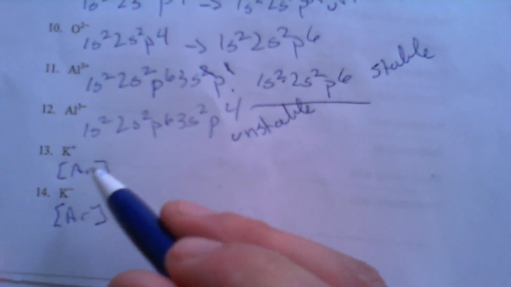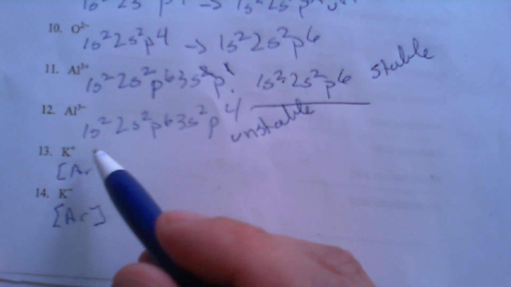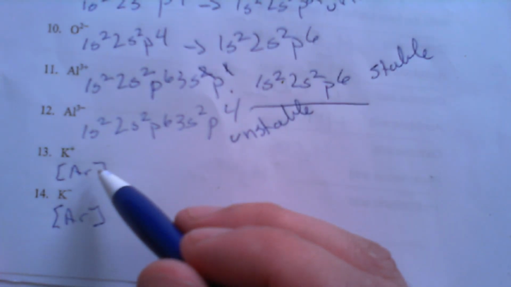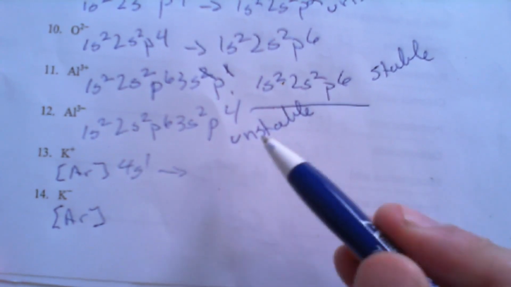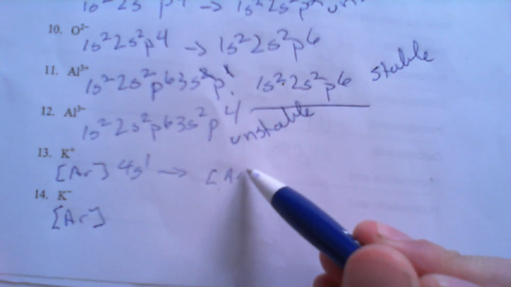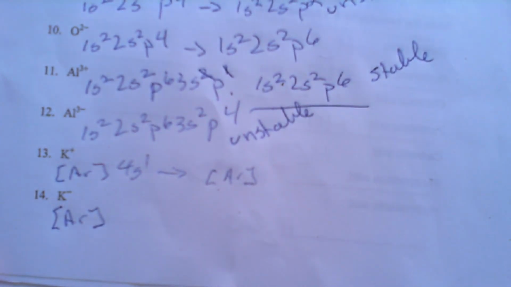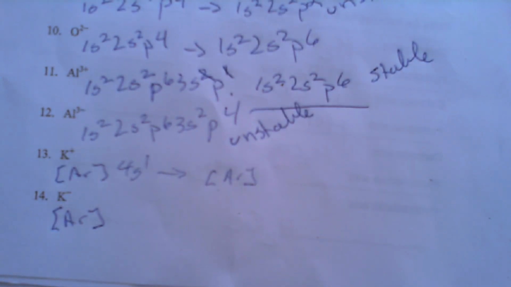Okay, so potassium is 4s1 normally, right? So 4s1, that's neutral potassium. But if I take one away, it becomes identical to argon. So that is stable. It's just like a noble gas.